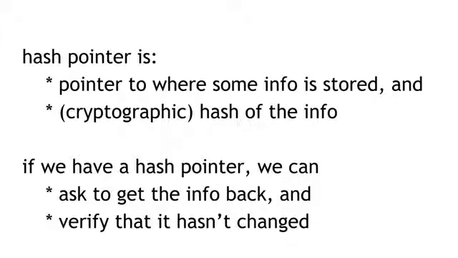information. Whereas a regular pointer gives you a way to retrieve the information, a hash pointer is going to let us ask to get the information back. And it's also going to let us verify that the information hasn't changed. So a hash pointer tells us where something is and what its value was.